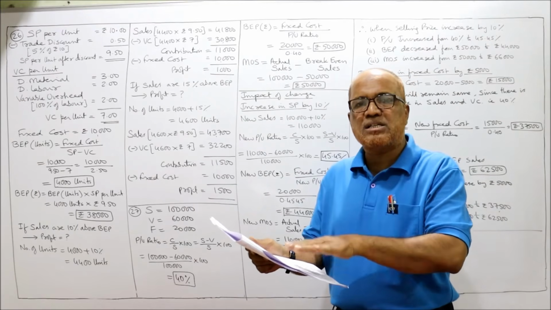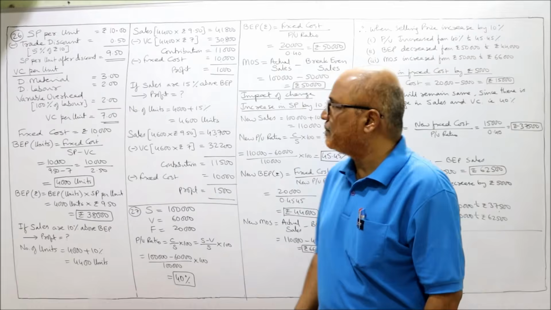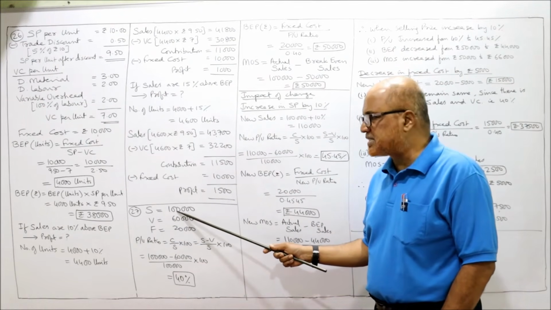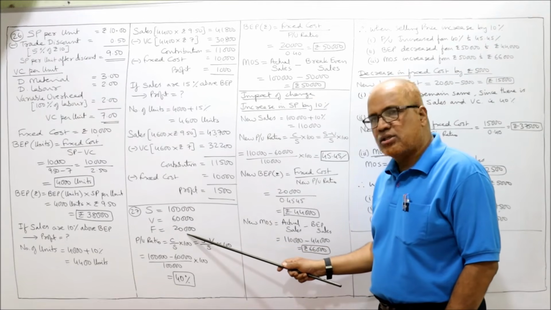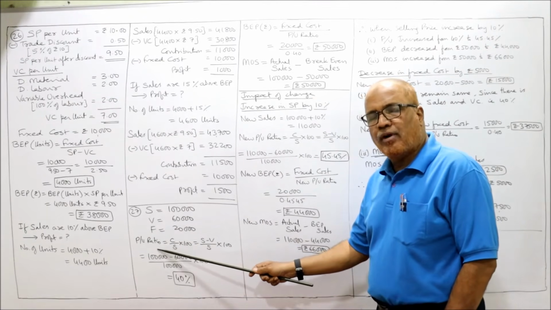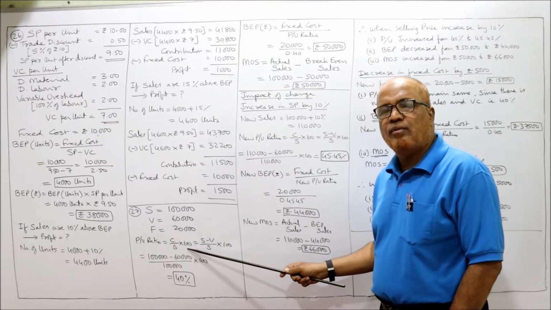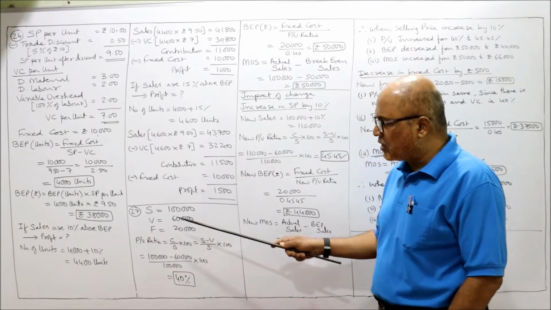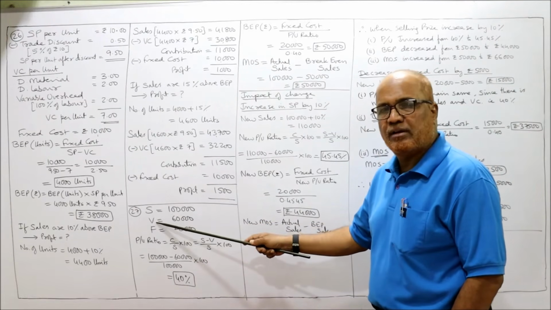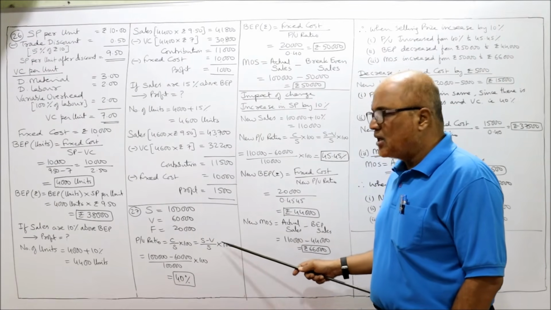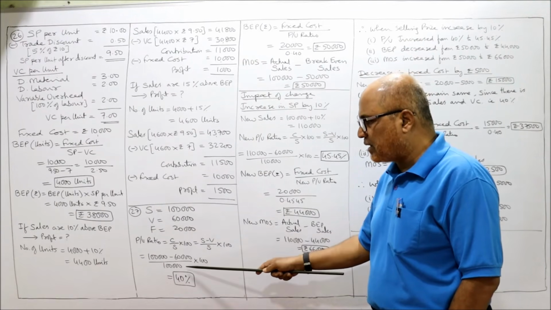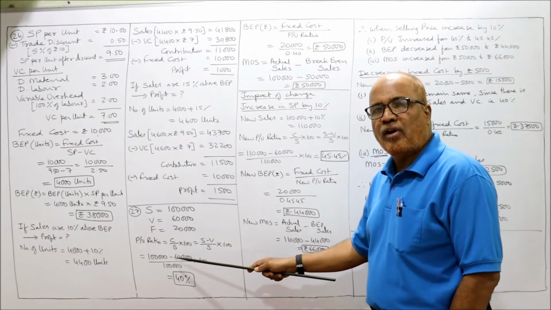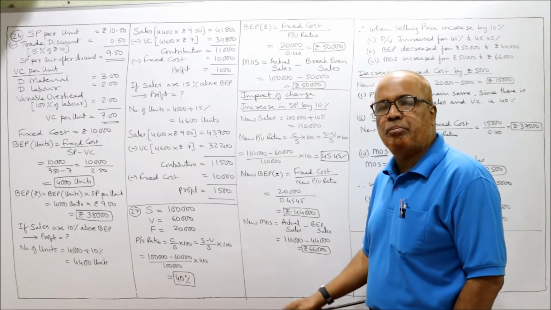So without these changes, what is the PV ratio, BEP, MOS we calculate? See here. Sales are given 1 lakh. It is given in the problem, first line. Variable cost 60,000, fixed cost 20,000. Now PV ratio. The formula for PV ratio, C by S into 100. Now we can substitute S minus V or F plus P. Now I am taking S minus V because sales are given, variable cost is given. So S minus V by S into 100. 1 lakh minus 60,000 divided by 1 lakh into 100. So 1 lakh minus 60,000, 40,000. So 40,000 by 1 lakh into 100, 40%.